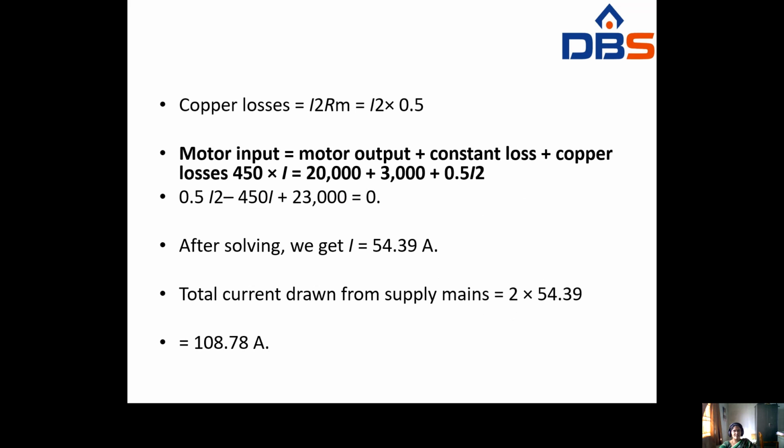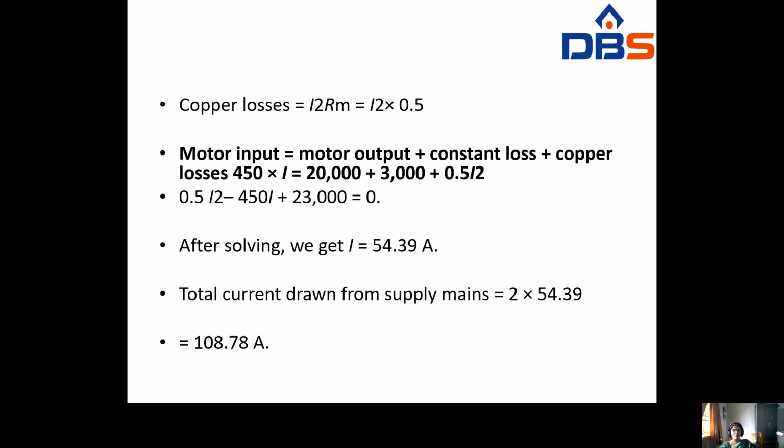So copper losses. What is the formula for copper losses? I square into Rm. Okay, the printed one will be a mistake; it is not I2 Rm. This is I square Rm, I square into Rm value. Resistance of each motor is given as 0.5.